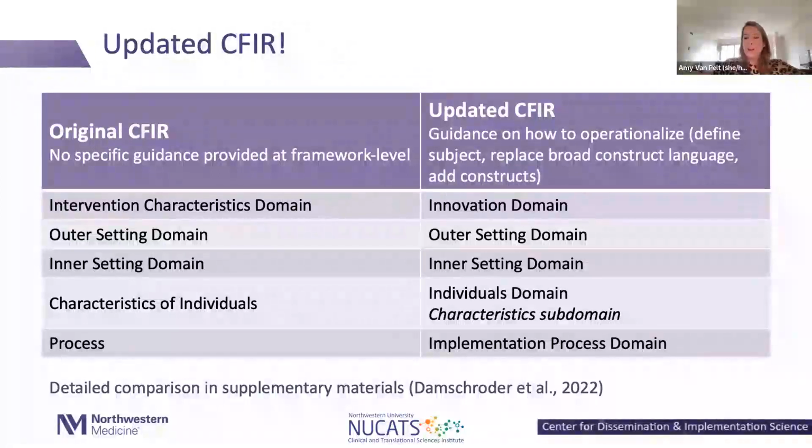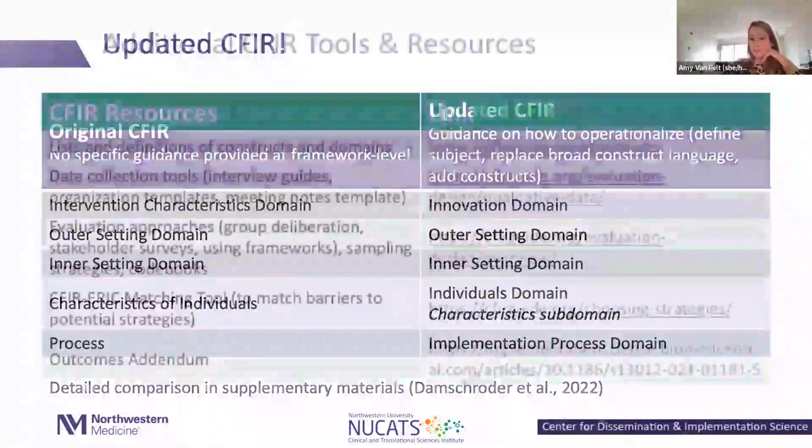So you can see here how the different domain names compare between the two versions, and outer setting and inner setting remain the same. The intervention characteristics domain was modified to be more comprehensive to the innovation, and characteristics of individuals was changed to overall have individuals, but then a subdomain of characteristics. And finally, the implementation process is similar. Most of these changes, I feel like, were in the constructs, which I couldn't include the full table for here. So if there are folks who are interested, I encourage you all to look at that table in the appendix.